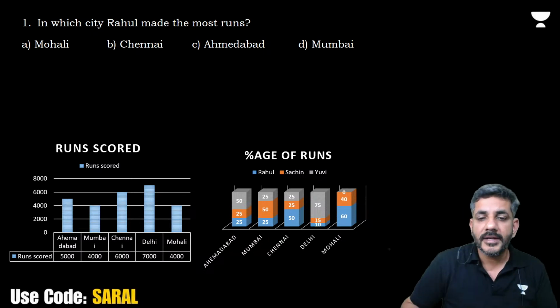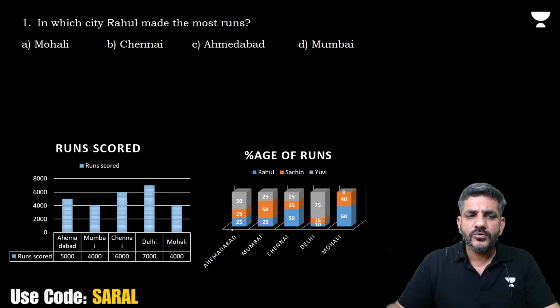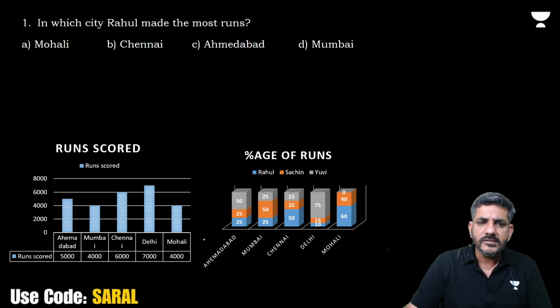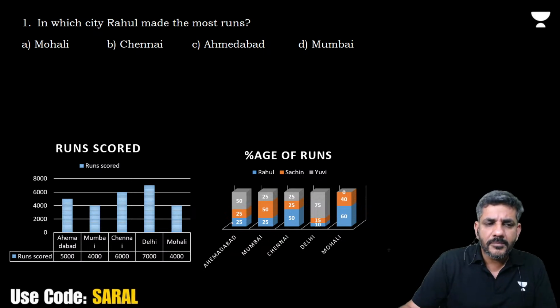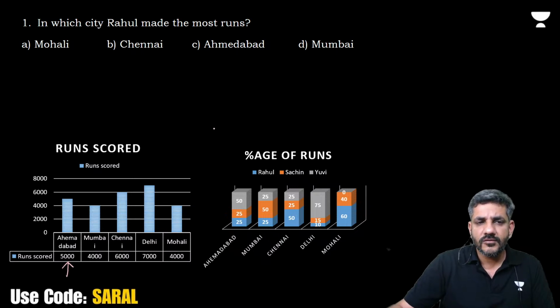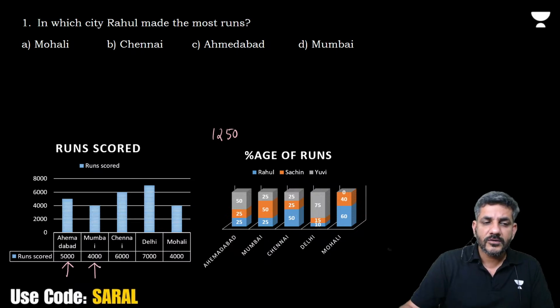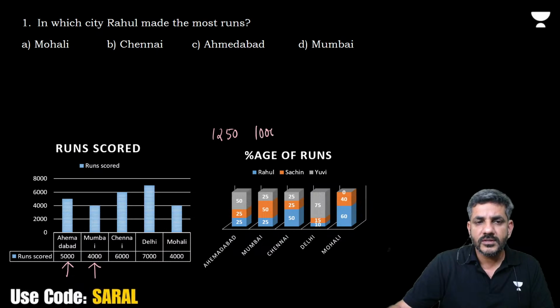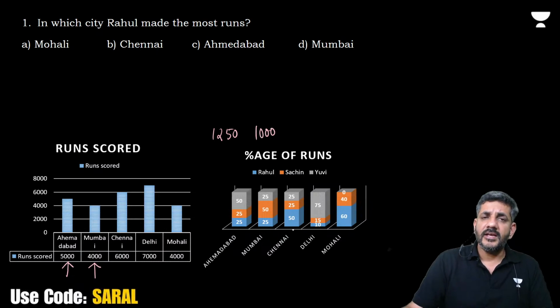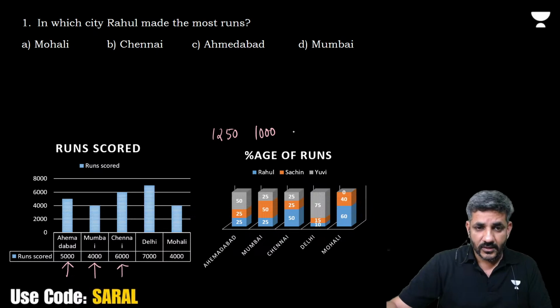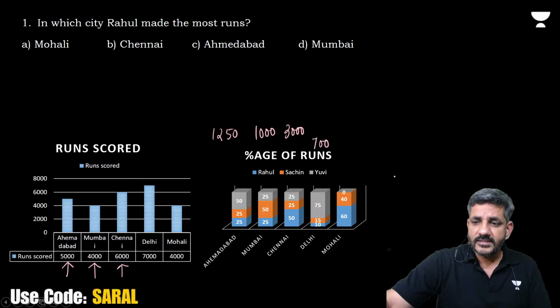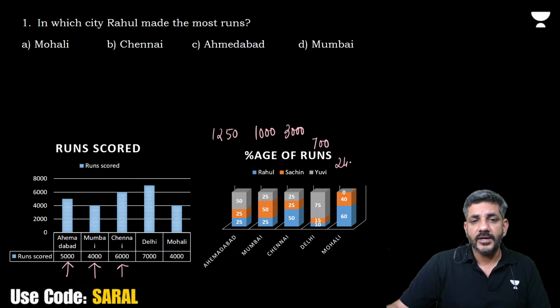In which city did Rahul make the most runs? So what do I need to do for that? I'll have to calculate Rahul's runs. Rahul has made 25% of the runs in Ahmedabad, where the total score is 5,000. So 25% of 5,000 is 1250. Rahul has made 25% of the runs in Mumbai, where the total is 4,000. So 25% of 4,000 is 1,000. In Chennai, he has made 50% of the runs and the total is 6,000. So 50% of 6,000 is 3,000. In Delhi, it is 10% of 7,000, which is 700. In Mohali, it is 60% of 4,000, which is 2,400.